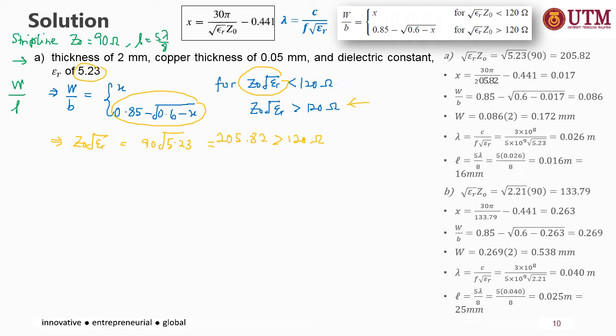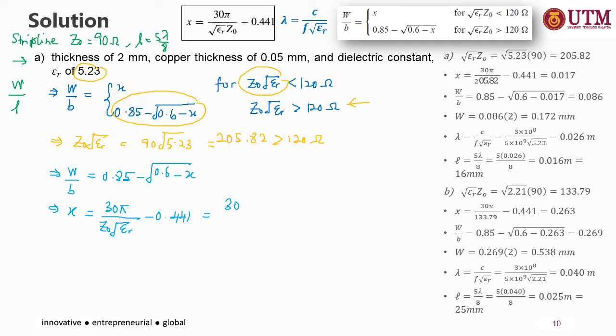Okay, so your W over B will be equal to 0.85 minus 0.6 minus x. Then what is x? So x, you need to calculate from the equation of x equal to 30 pi divided by Z0 square root of epsilon r minus 0.441.